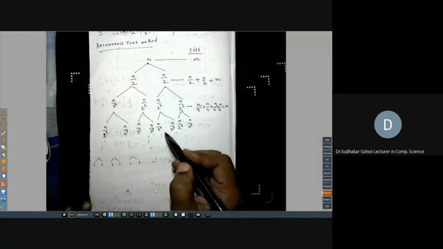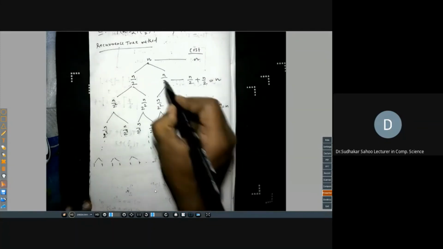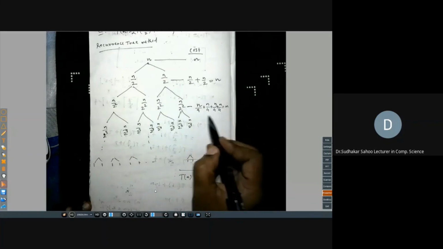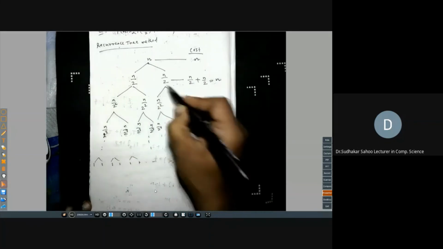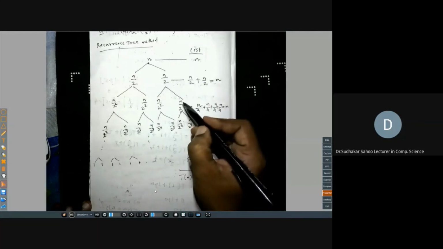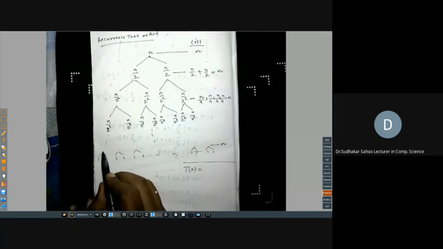Because when it is 2 to the power 1, only one edge. When it is 2 squared, then 2 edges. So here, how many edges are present? Can anyone tell?